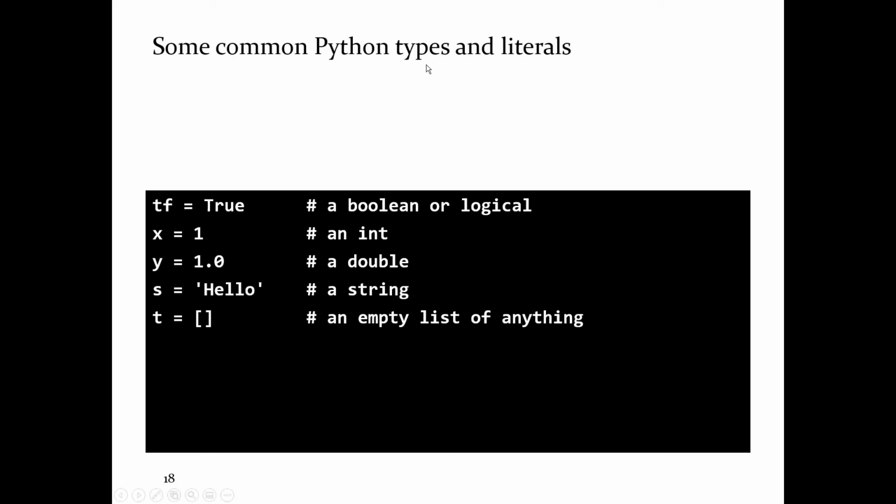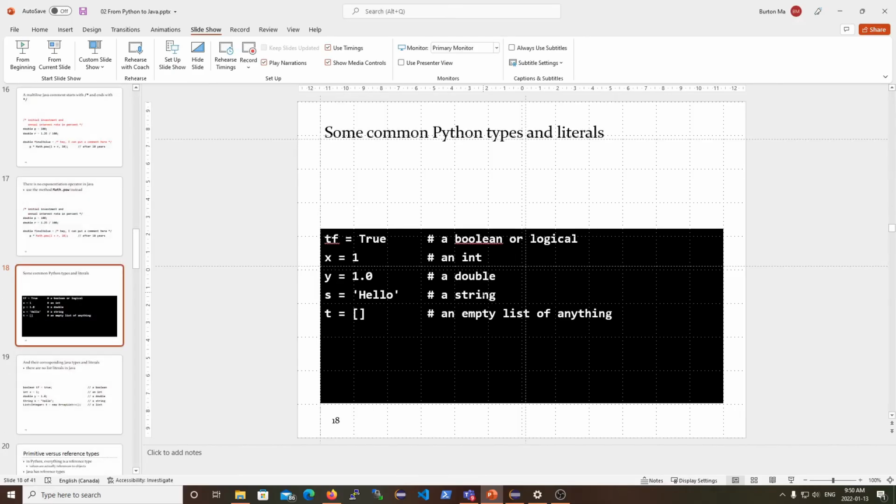Python does have types, and it has literals. Remember again, a literal is a value that you can write down. Some common Python types are shown here. If I want a true/false value, I can use a capital T True, and I can use a capital F False, and the type is called bool in Python. Those are your Boolean or logical values. If you just have a number with no decimal in it, in Python that's an int. If you have a number with a decimal in it, in Python that's not a double, sorry, that's a float.